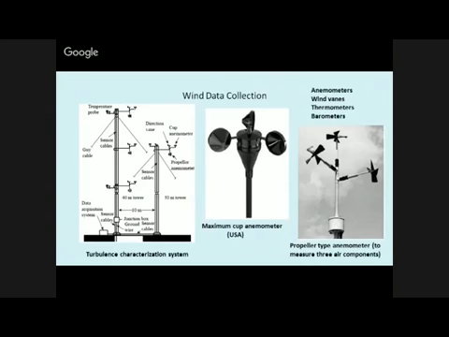So anemometers, wind vanes, thermometers, and barometers are the devices through which we can measure the data, and we can collect the data around the year and easily find out how the variations are.